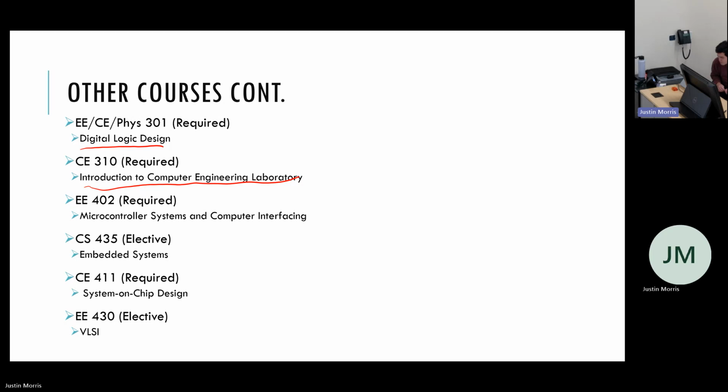And then 402. So 402 is also kind of an extension to this class as well, because they are introducing you to microcontroller systems and computer interfacing. So this is going to teach you more about the other kinds of microcontrollers. You're going to do Arduino. You might do Raspberry Pi too, as well as the computer interfacing being the different protocols.